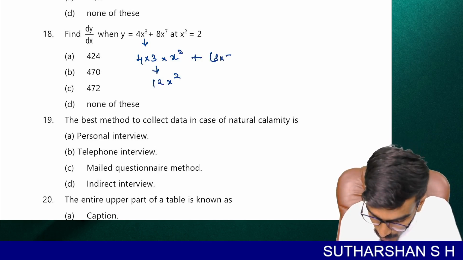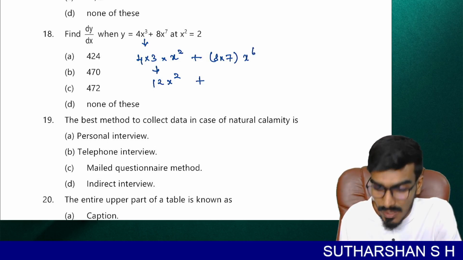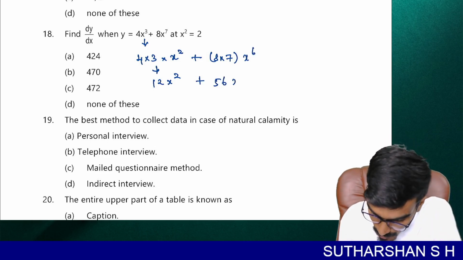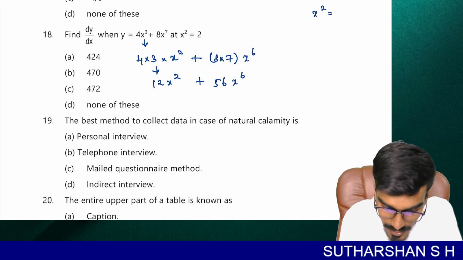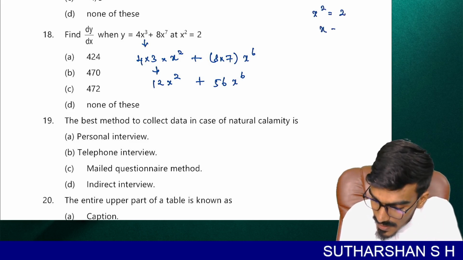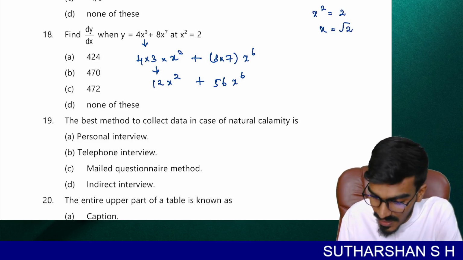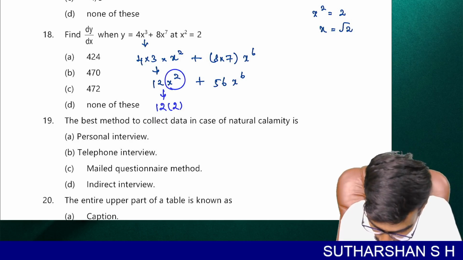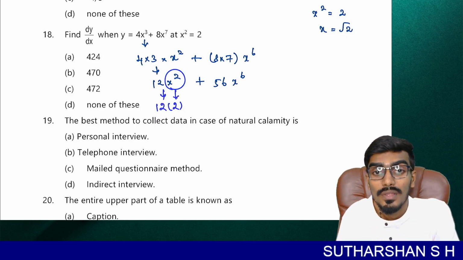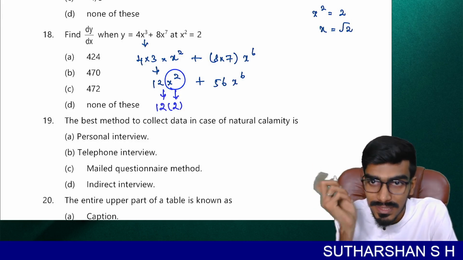So that is 8 into 7 into x power 6, which is equivalent to 56 x power 6. See, if I know x square is 2, x is equal to root 2, correct? If x square is 2, we can easily substitute 12 into 2. I will substitute 2, plus 56, x power 6 has been there.